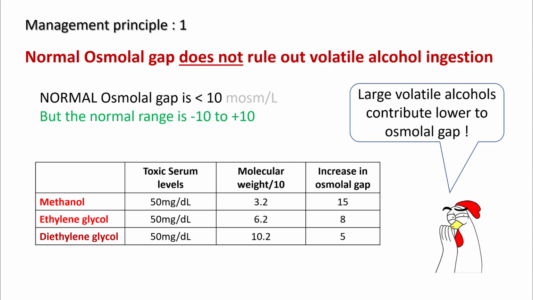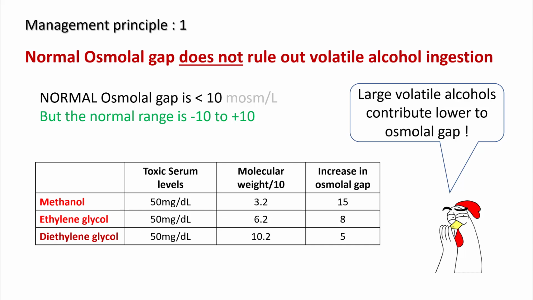Understand that normal osmolar gap does not rule out volatile alcohol ingestion. Large volatile alcohol molecules contribute lower to osmolar gap. So if your methanol level is 50 mg per dl, which is a toxic level, it will increase your osmolar gap by at least 15, while ethylene glycol will do it only by 8. Diethylene glycol will only increase your osmolar gap by 5.